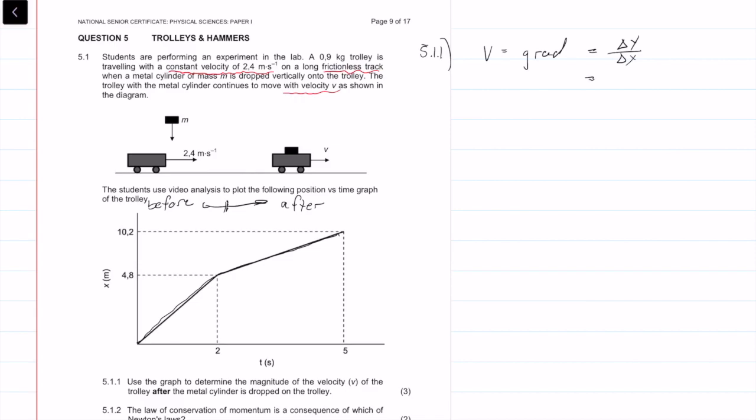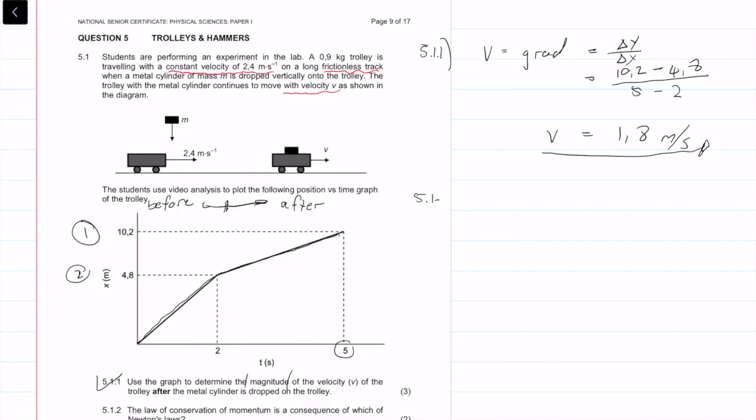In this case, let's use 0.1 here and 0.2 here. So our change in y is going to be 10.2 minus 4.8, over the change in x, which is 0.1 is 5 minus 2. And if we plug that into a calculator, we get our velocity is equal to 1.8 meters per second. Okay, and it wants the magnitude, so we don't really care about the direction. Okay, and we get 3 marks.